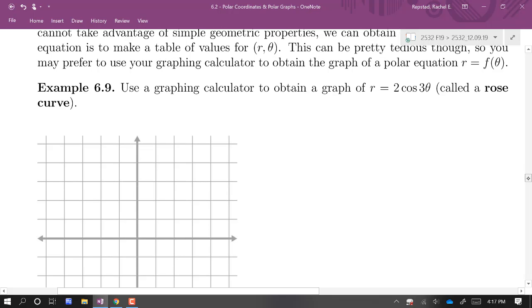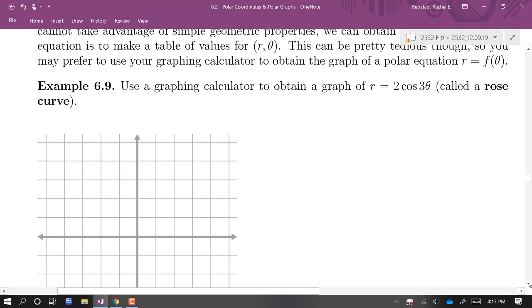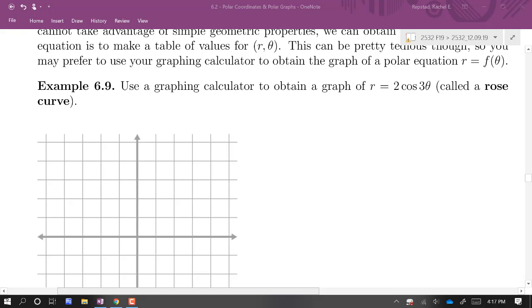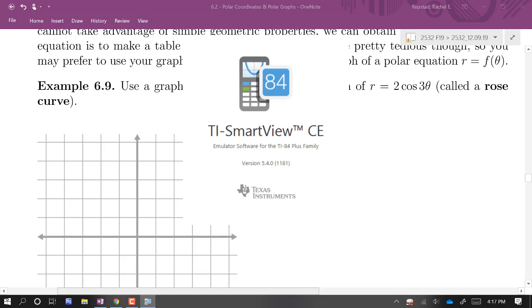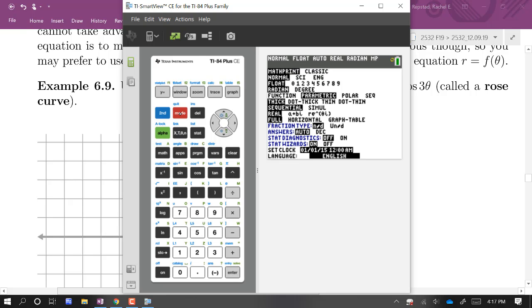Now, a lot of the other more interesting graphs are a lot harder to just reason out. So I'm going to show you how we can use the calculator to do this. Last time we looked at putting our calculator in parametric mode. We can also put our calculator in polar mode. So that's what we're going to do. Hit the mode button and go down till it says polar.